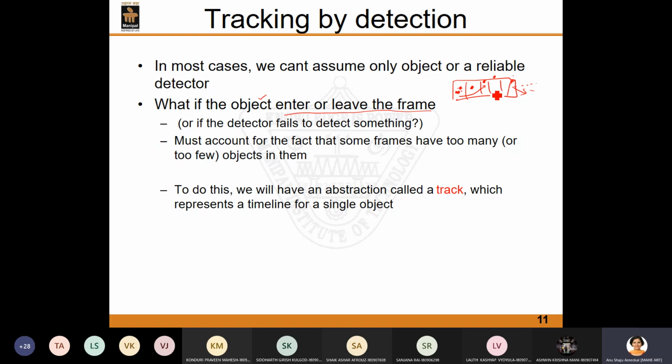So this is about the basics of object tracking. We'll continue with the details, that is, we'll continue with tracking by matching and more details about object tracking later.